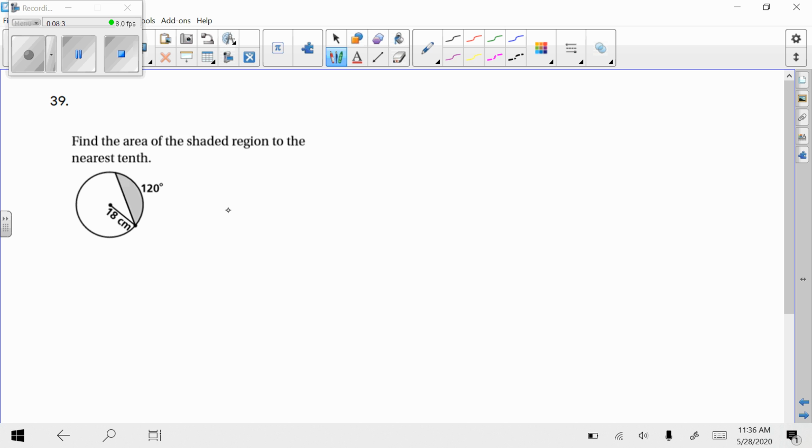Number 39, we want to find the area of the shaded region to the nearest tenth. I'm just going to draw in this because we're going to need that. That's a little triangle. So we're going to find the area of the sector, which will be 1/3 because this is 120 out of 360. So 1/3 of the entire circle is the area of the sector. And then we're going to subtract the triangle, so minus the area of the triangle.